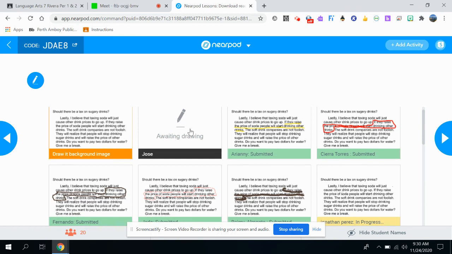All right, so which sentence should have your reason? Elijah, I know you know. Elijah, what sentence should have your reason? Okay. I believe that taxing soda will just cause other drinks to go up. Yeah, which sentence is that, Elijah? The first sentence. Your first sentence should start with a transition, which in this case is lastly, and it should have your reason.